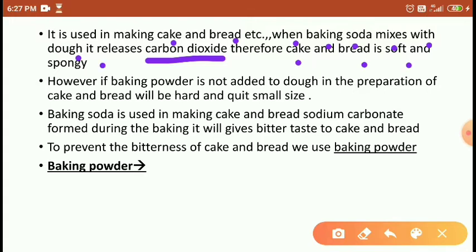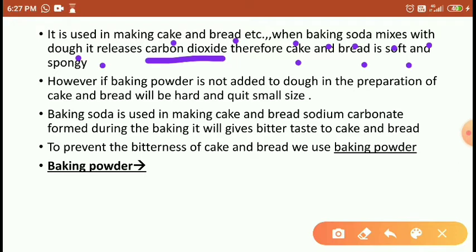So students, in whatever bakery products there are, why are they so soft and spongy? Because we are adding the baking soda while preparing the food like cake and bread. While preparing, we are adding sodium hydrogen carbonate.